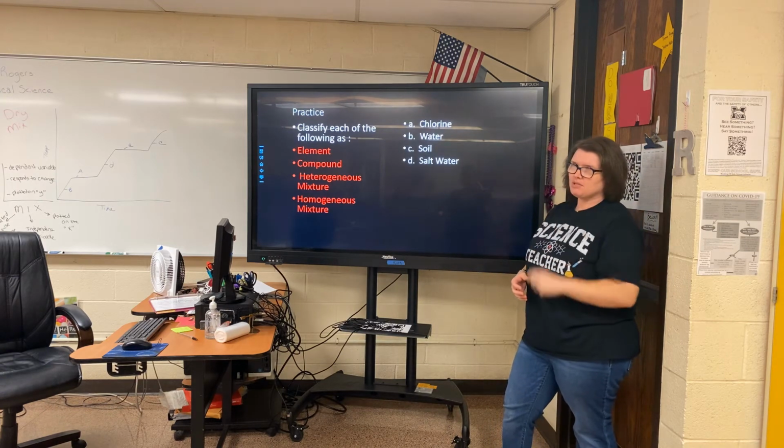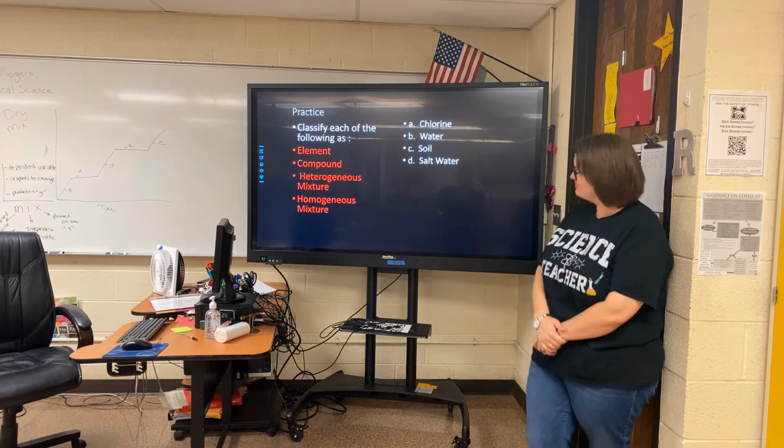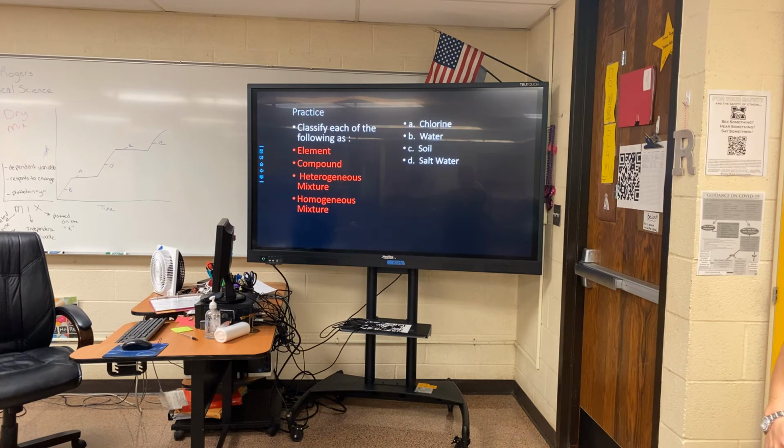Salt water. I'm going to let Miss Rogers explain this one, because she caught me on this one. Salt water, it needs to be specific. In this case, I'm talking about table salt, sodium chloride, NaCl, and water, H2O, put together. Salt will dissolve in the water, which makes it one uniform throughout. It just looks like water. And so it would be a homogeneous mixture.